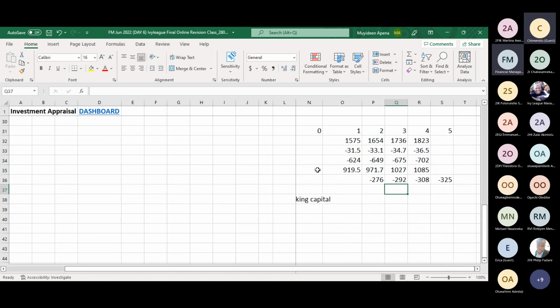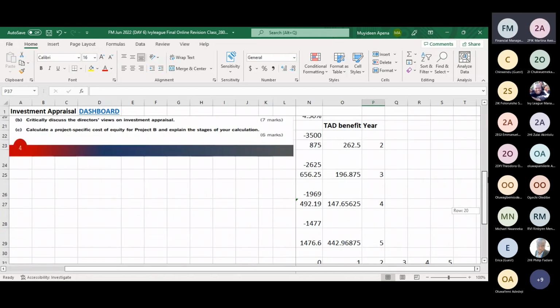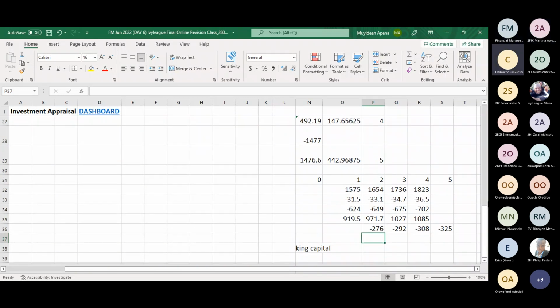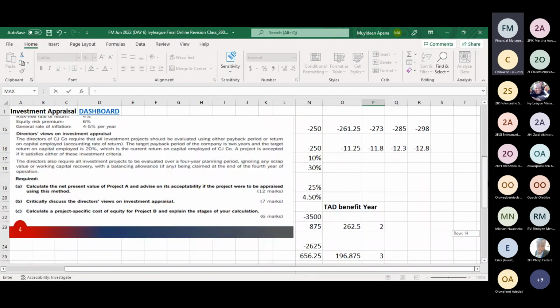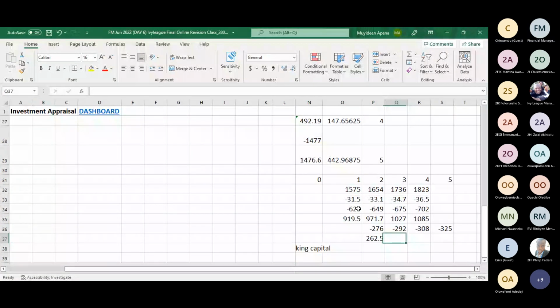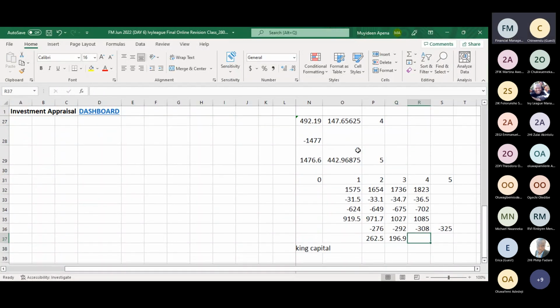We bring in the tax benefit on TAD as they are going to be enjoyed. The first one will be enjoyed in year 2, so we'll bring it in year 2 as an inflow. That of year 3, also bring it into the appraiser. That of year 4. And then finally that of year 5.